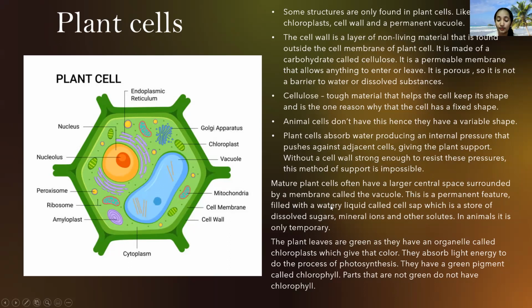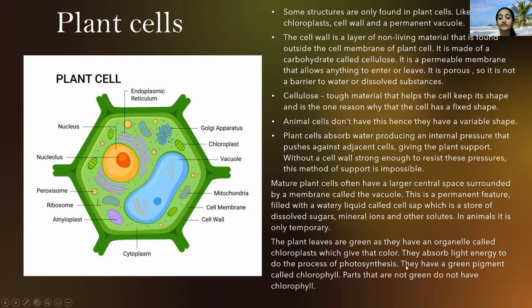permanent feature filled with a watery liquid called cell sap, which is a store of dissolved sugars, mineral ions, and other solutes. In animal cells, it is only temporary. The plant leaves are green as they have an organelle called chloroplast, which gives that color. They absorb light energy to do the process of photosynthesis. They have a green pigment called chlorophyll. Parts that are not green do not have chlorophyll.